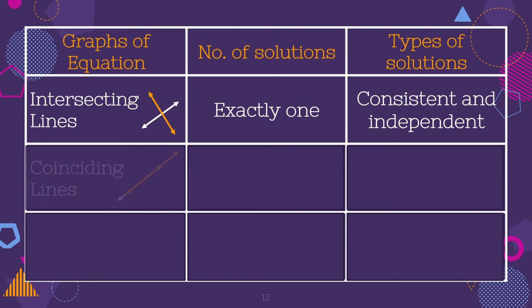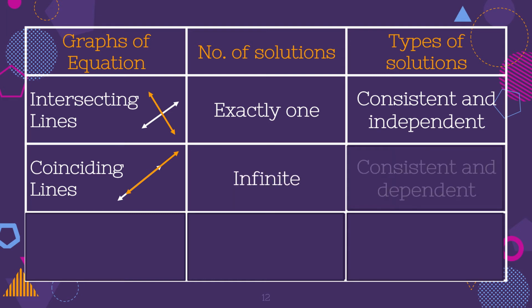Second graph, we have coinciding lines or overlapping lines. Since the number of solution is based on the points of intersection, if we have coinciding lines, the number of solution is infinite. And the type of solution is consistent and dependent.